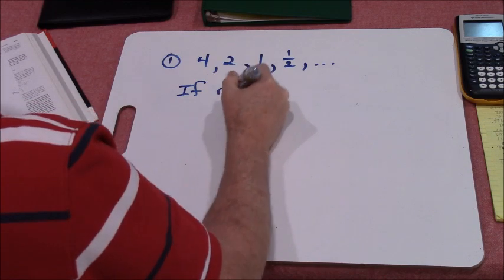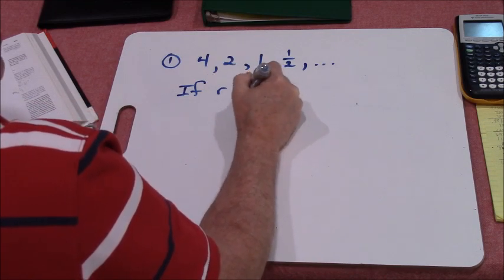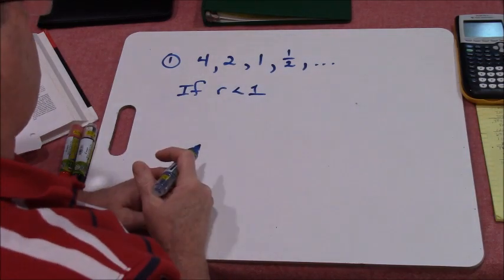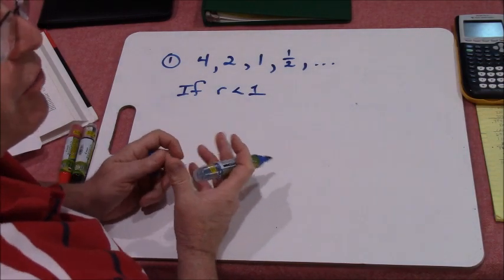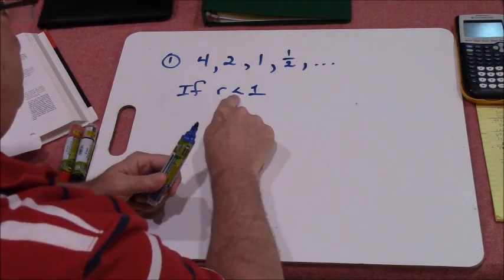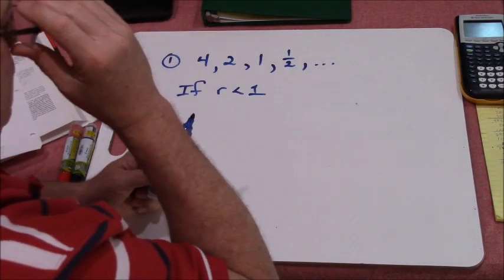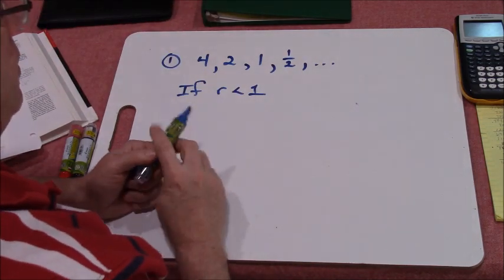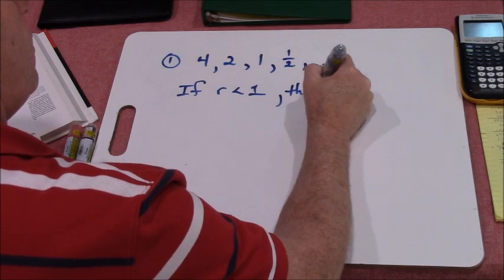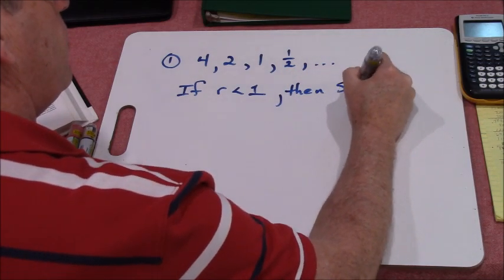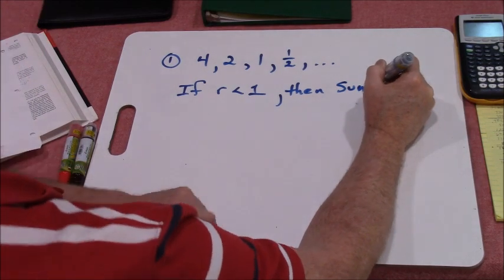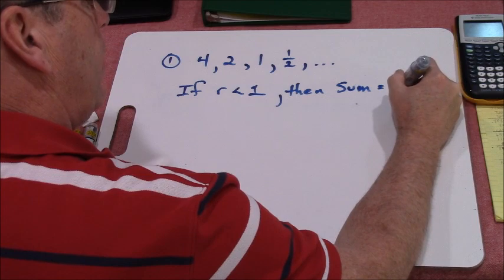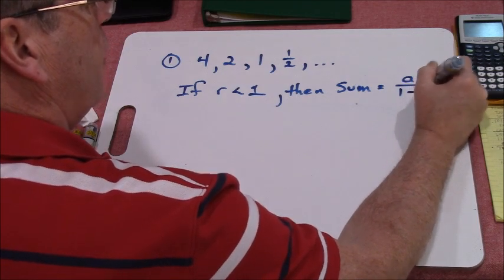So one of the things we want to look at today is if the r value is less than 1. So greater than 0 but less than 1. We don't want to multiply by negative numbers. I suppose we could, but we're not going to do that. If the r value that we're multiplying by is less than 1, which it is in this sequence, we're multiplying by 1/2, then the sum is going to equal a sub 1 divided by 1 minus r.